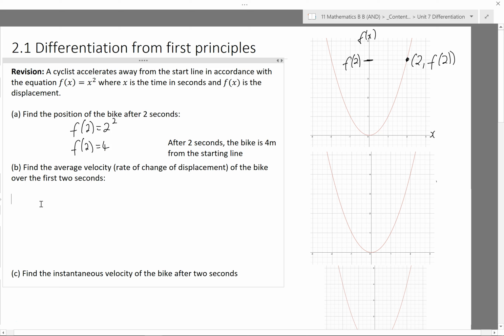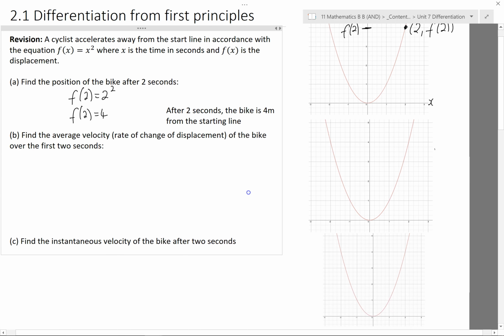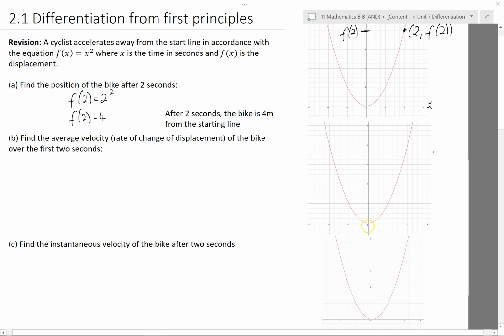And I can also do things like finding the average velocity of the bike over the first 2 seconds, so from the starting point to that point at 2 seconds. Remember, I know this point is (2, f of 2), and this point will be (0, f of 0). I want to find the slope of that line, so I'll be finding the average rate of change. It'll be the rise over the run.